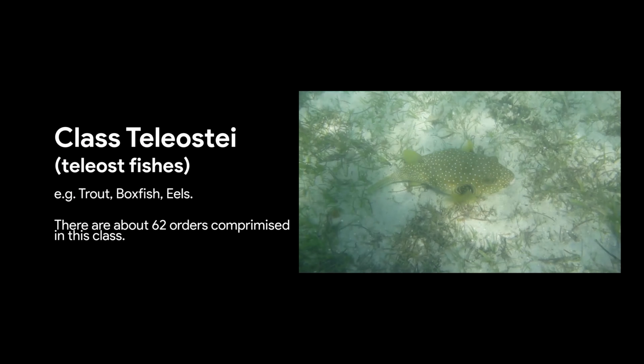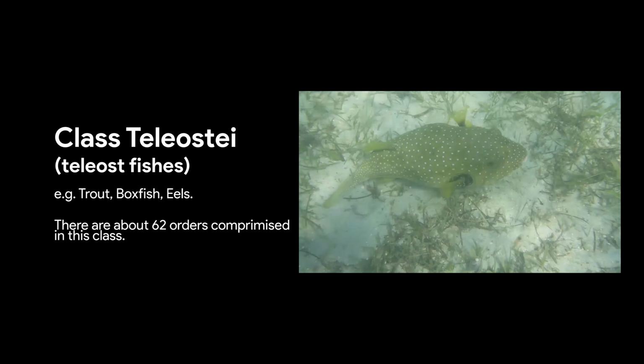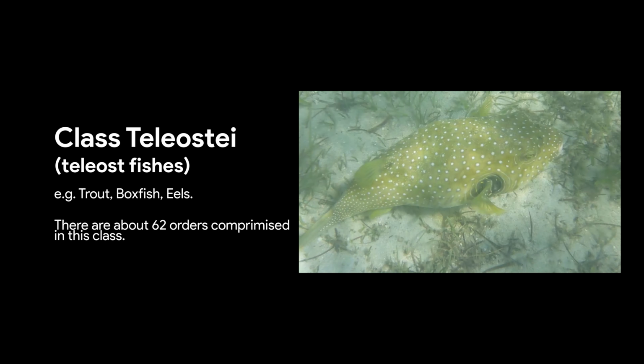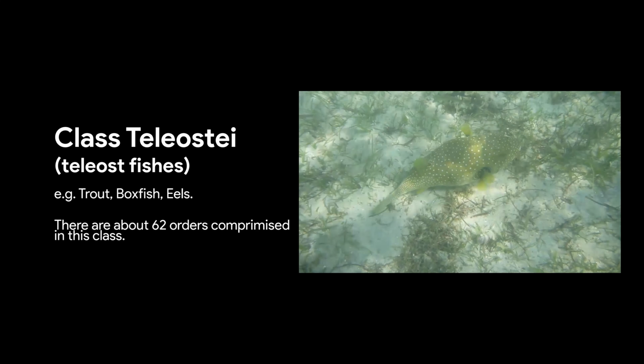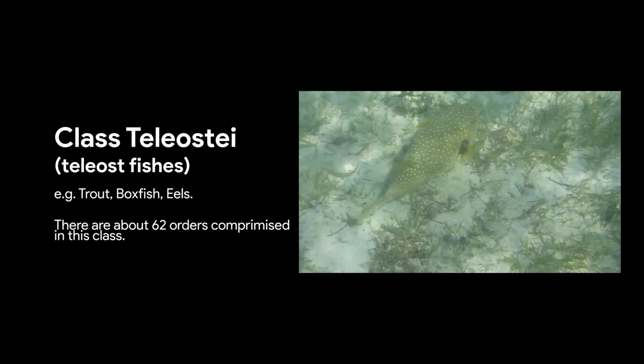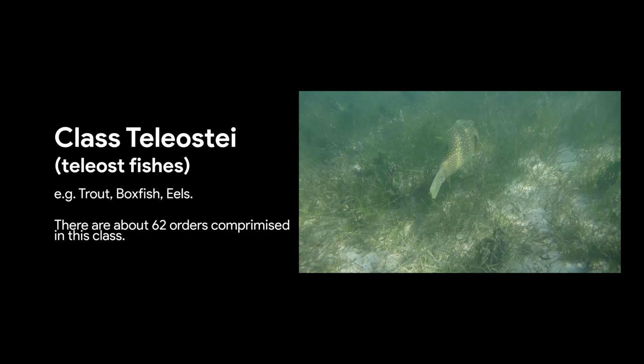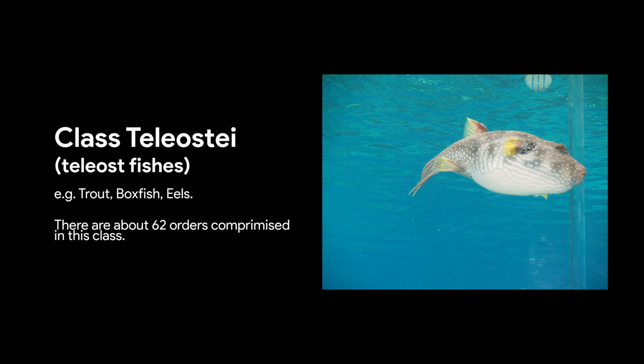The Teleosteae, also sometimes called teleost fish, are the largest group, broken into 62 orders. Examples of fish in this group include herrings, trout, perch, scorpionfish, boxfish, anglerfish, cod, eels, and many others.